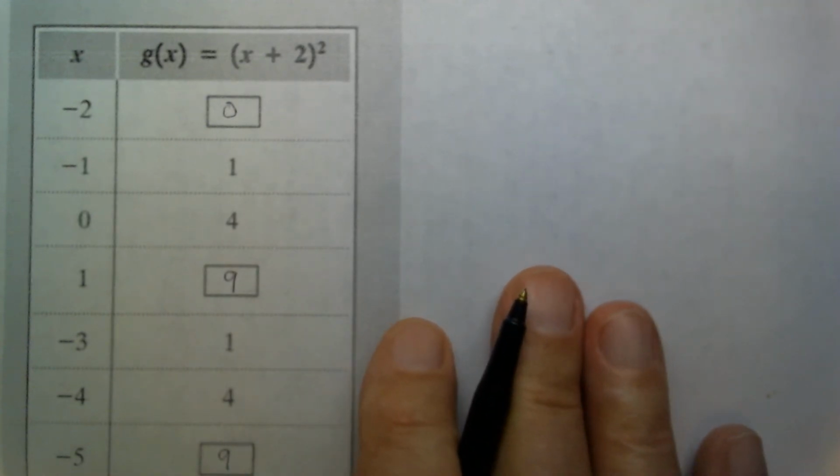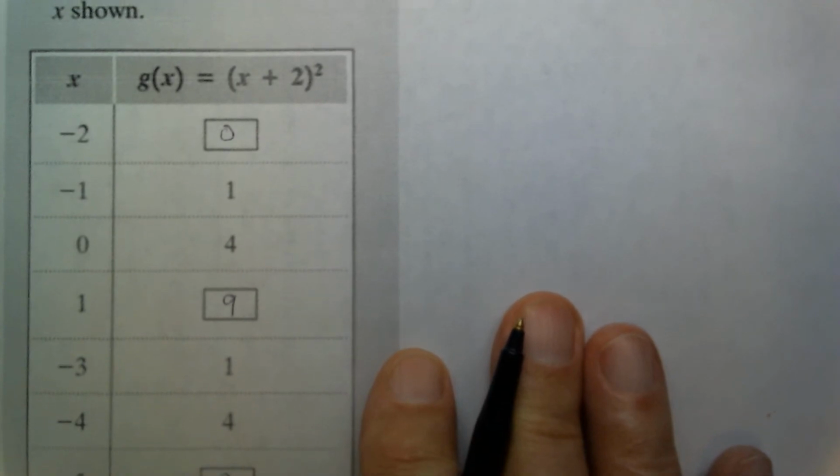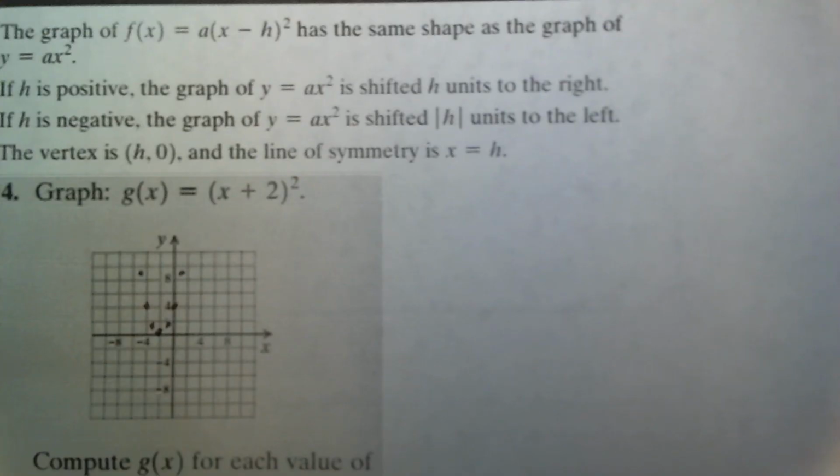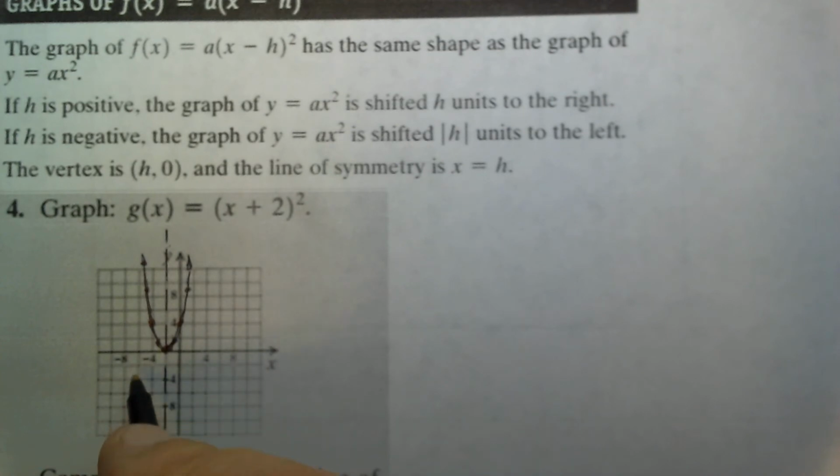So we have these ordered pairs, and when we plot these points in the xy coordinate system, it looks like this. So here we have plotted the various points, and now we connect them with a smooth curve. Here's the vertex at (-2, 0). And here's the line of symmetry, x equals -2. It's this vertical line.